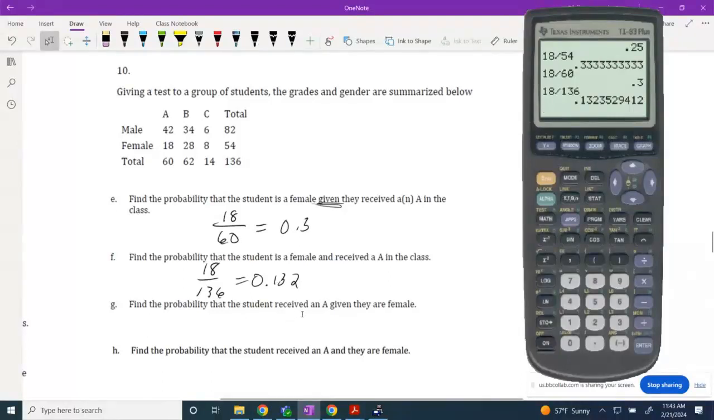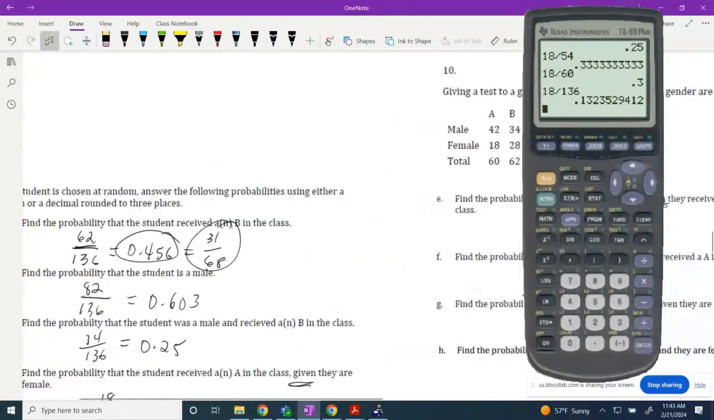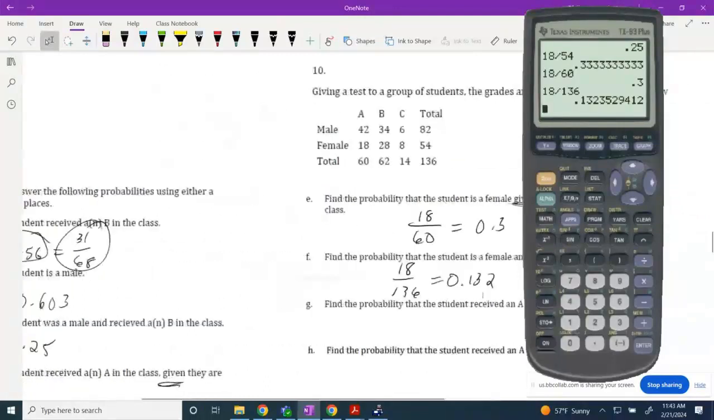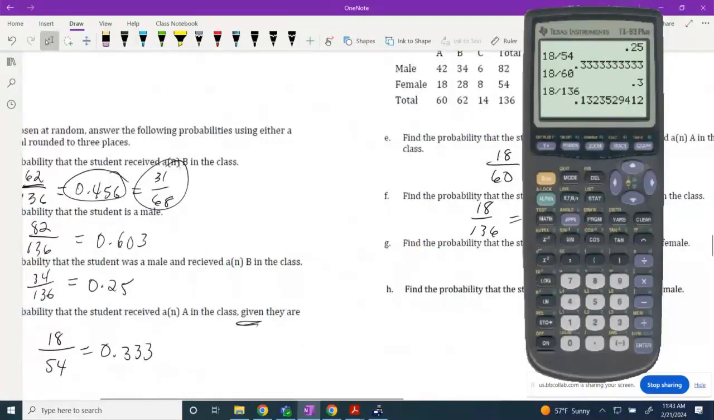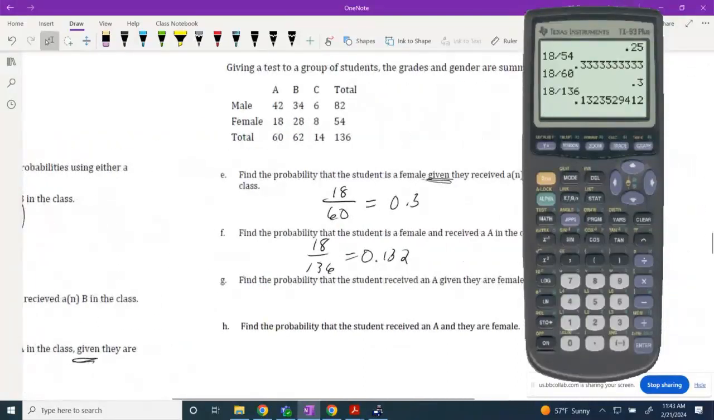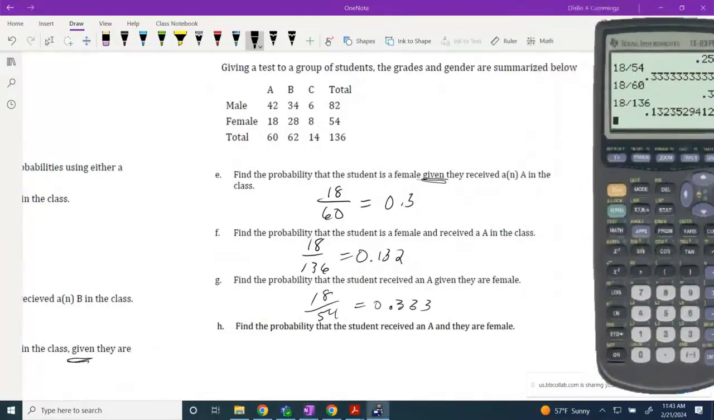G says find the probability that the student received an A given they are female. That's actually number D. That was a repeat. Those are the same question. So that's 18 out of 54, which was 0.333.